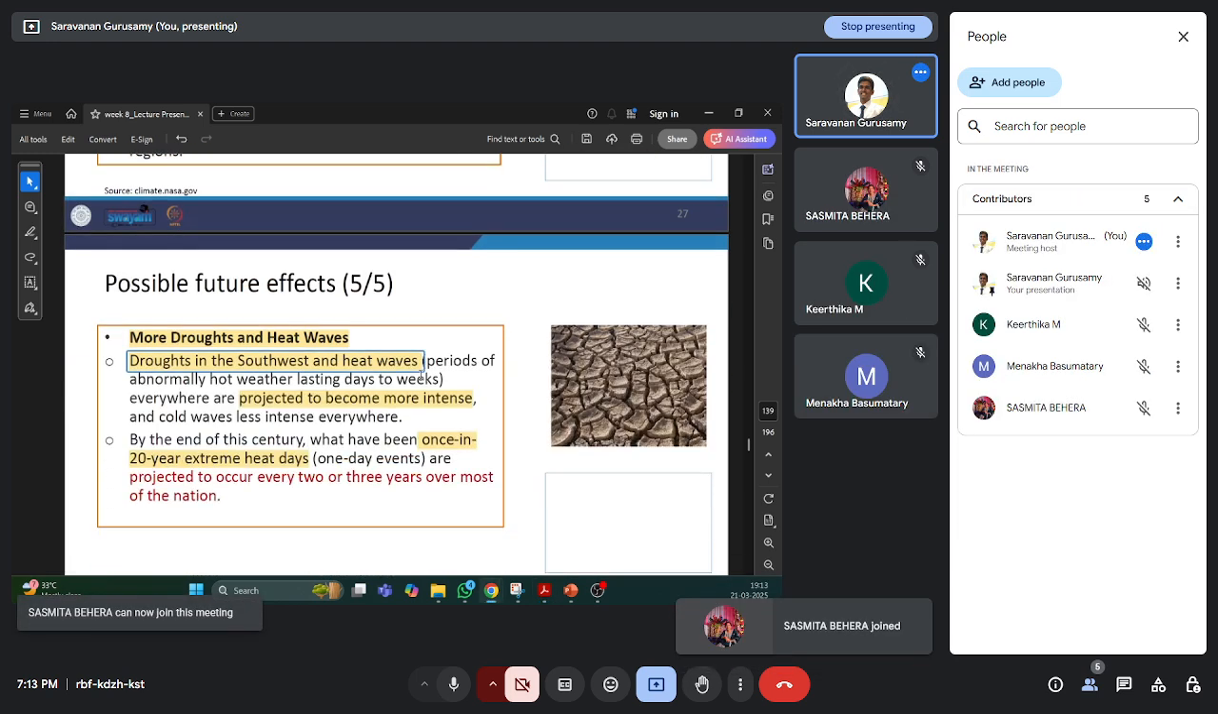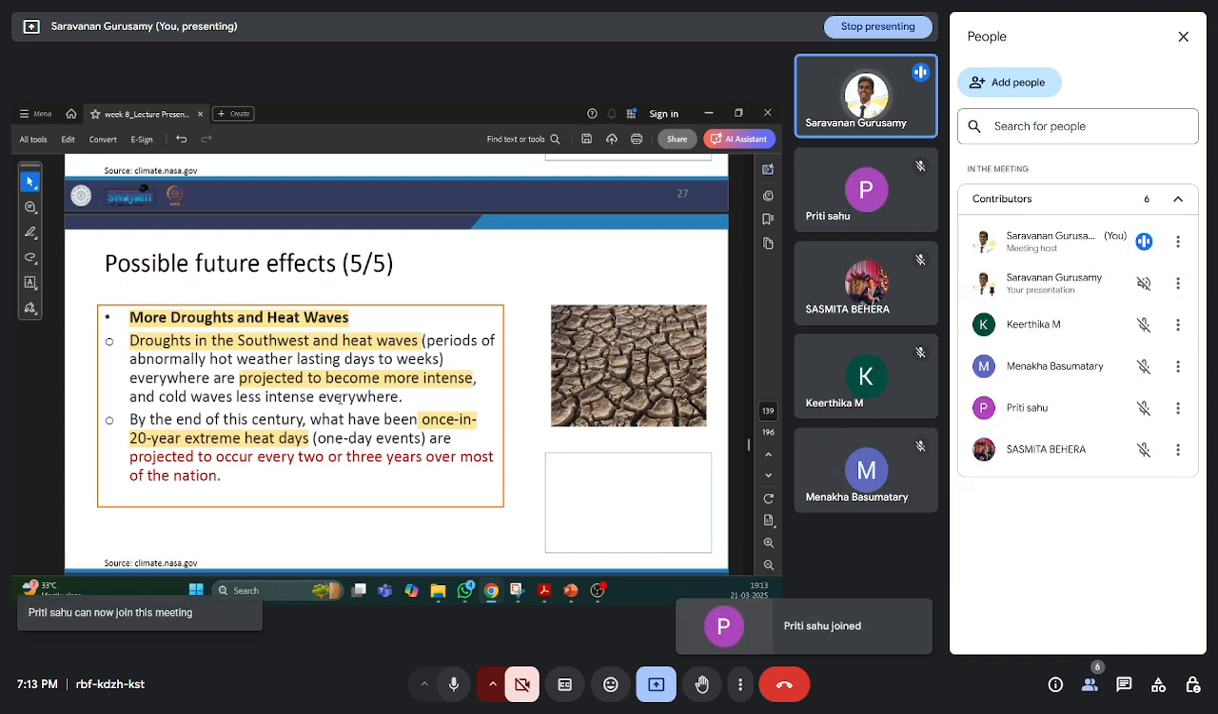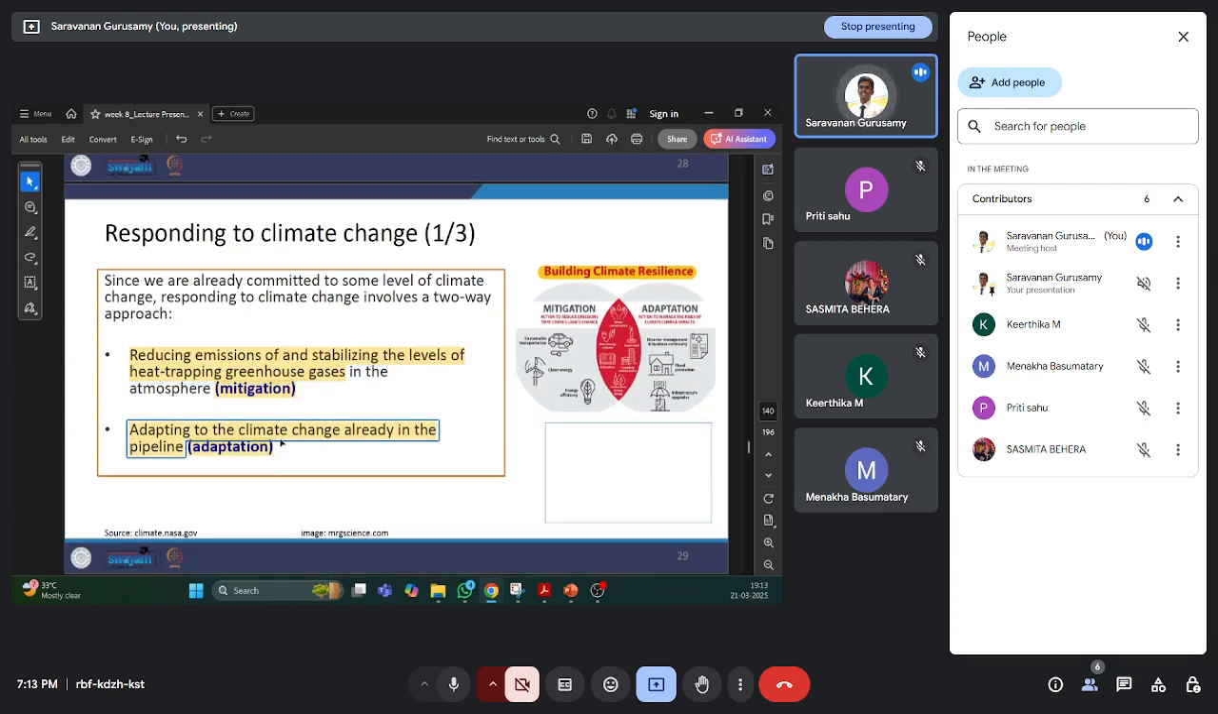Okay. So more drought and heat waves may happen. Heat waves, you can think about the heat waves. This is another impact of the climate change and predicted to become more intense. And once in 20-year extreme heat days, we can expect projected to occur every 2 or 3 years over most of the nations. So the two ways we could respond are: one is mitigation by reducing the emission, one is adaptation by building resilient climate buildings or infrastructure.